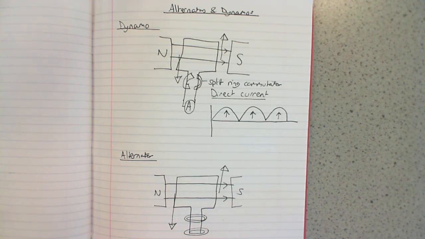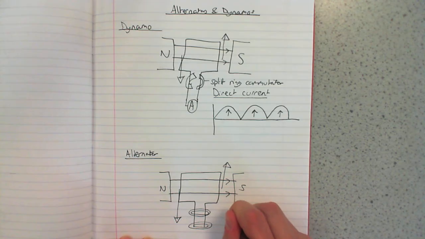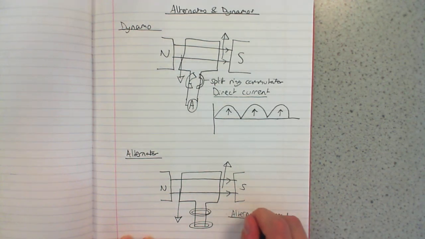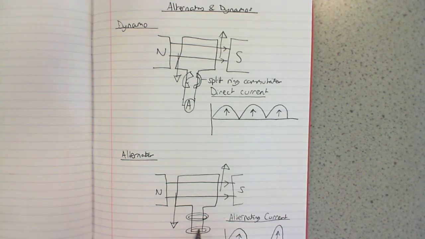And this time, what the slip rings and brushes are for is so they do not swap every half turn. And because they don't swap, we get current in both directions, and this is alternating current. So we get alternating current, and if we were to graph alternating current, it goes up, down. The brushes and the slip rings allow it so they don't swap, so we get alternating current from an alternator.